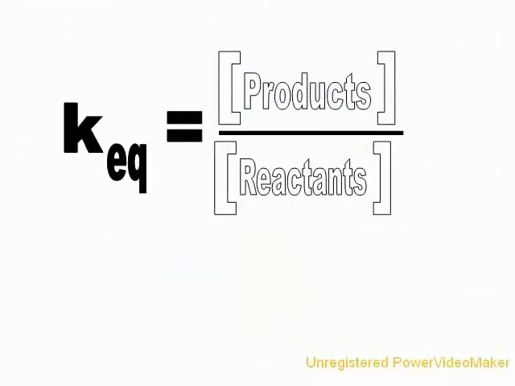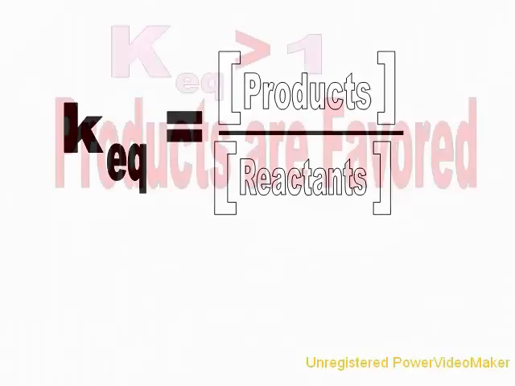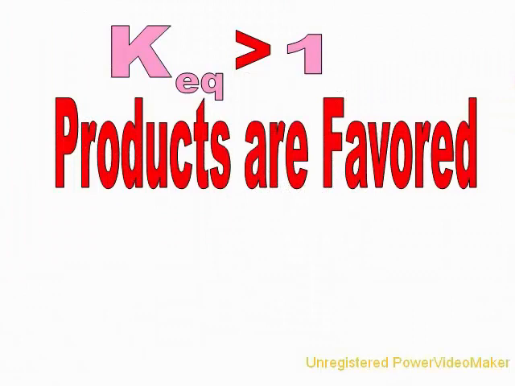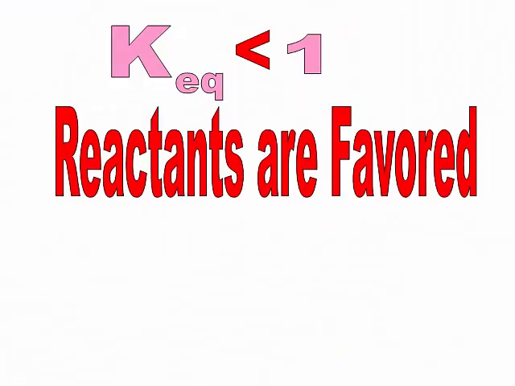So in its essence, KEQ represents a ratio of the concentrations of products to the concentrations of reactants. Therefore, if the KEQ is greater than 1, then the products are favored at equilibrium, or will have more product at equilibrium. If the KEQ is less than 1, then the reactants are favored at equilibrium and will have more reactants at equilibrium than products.